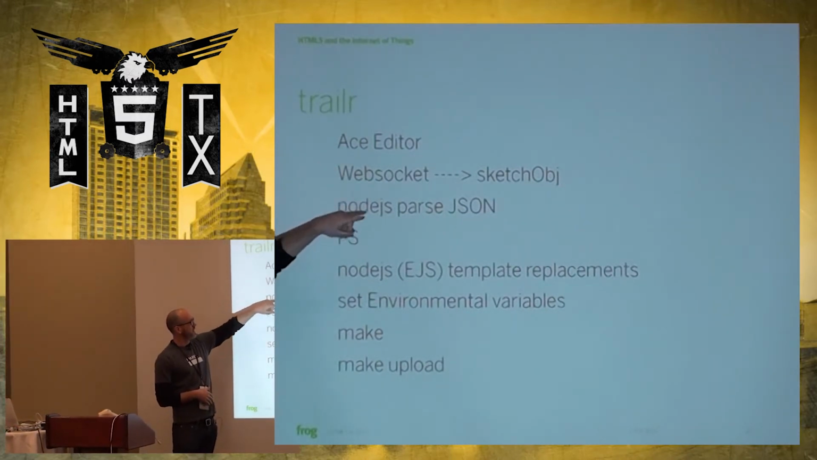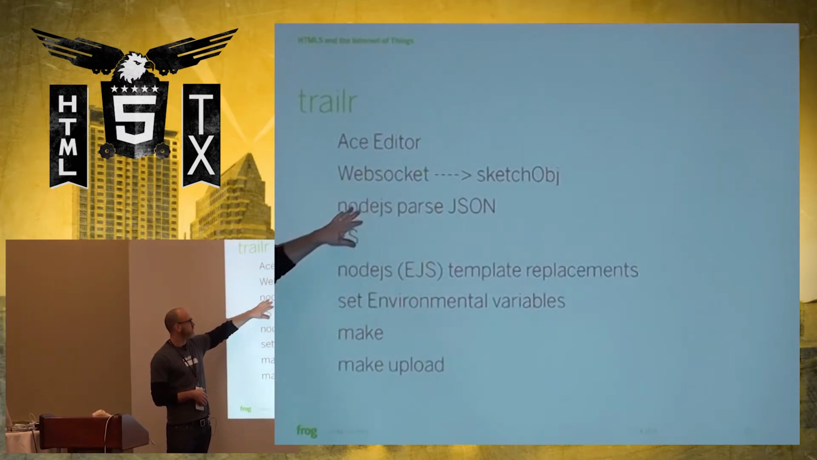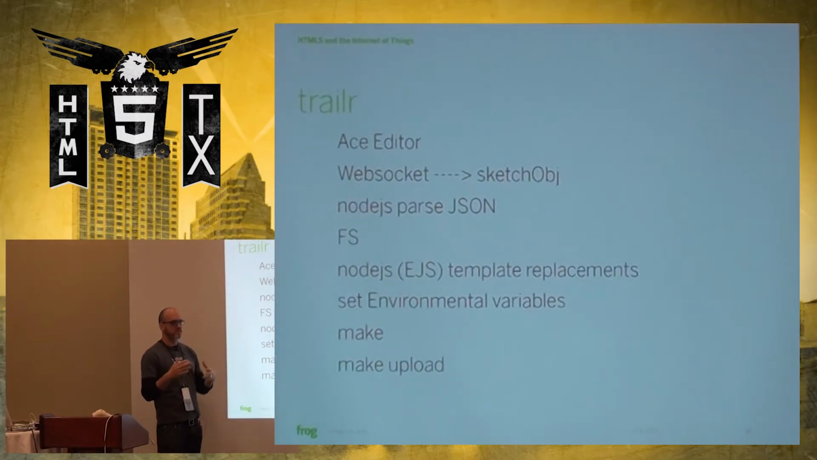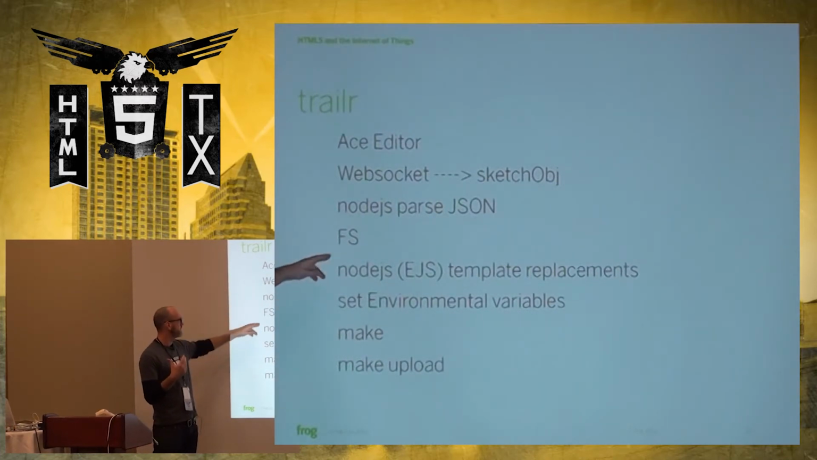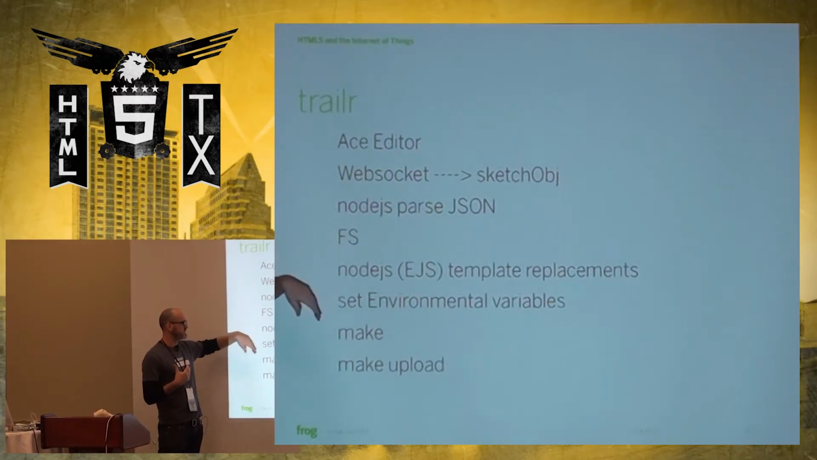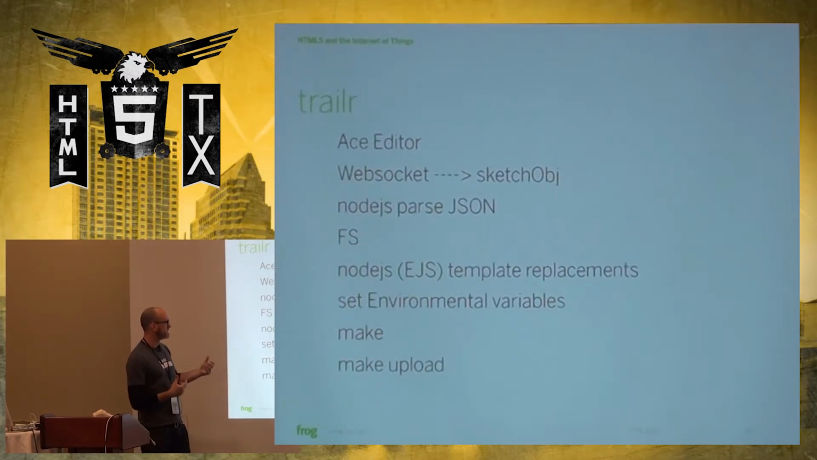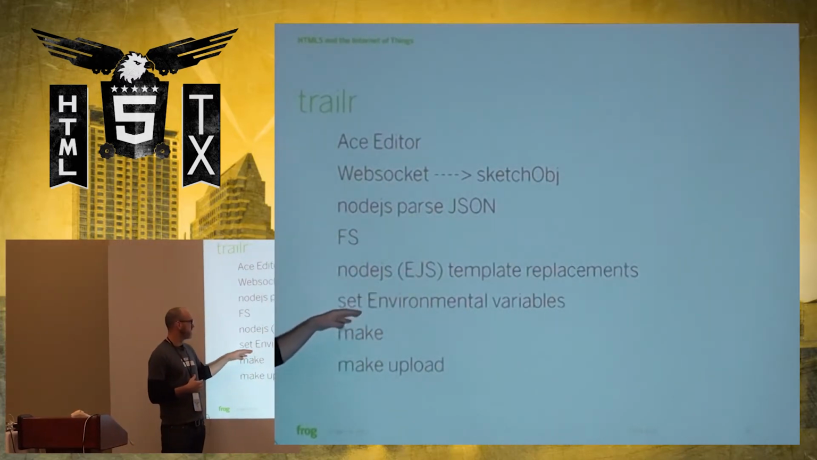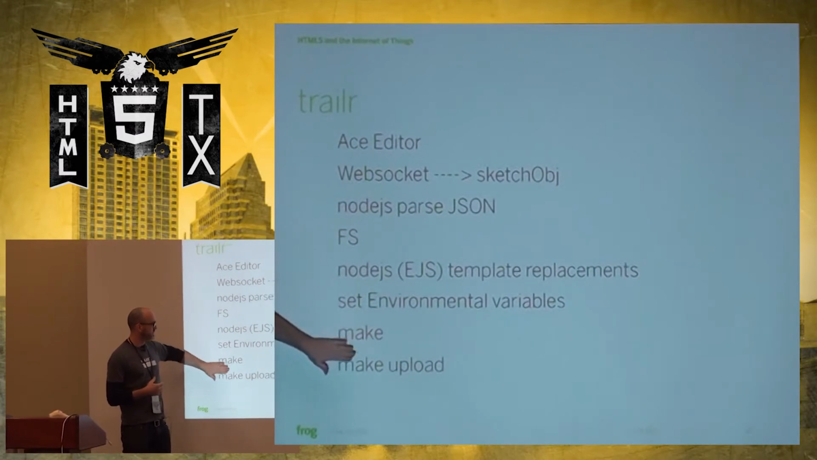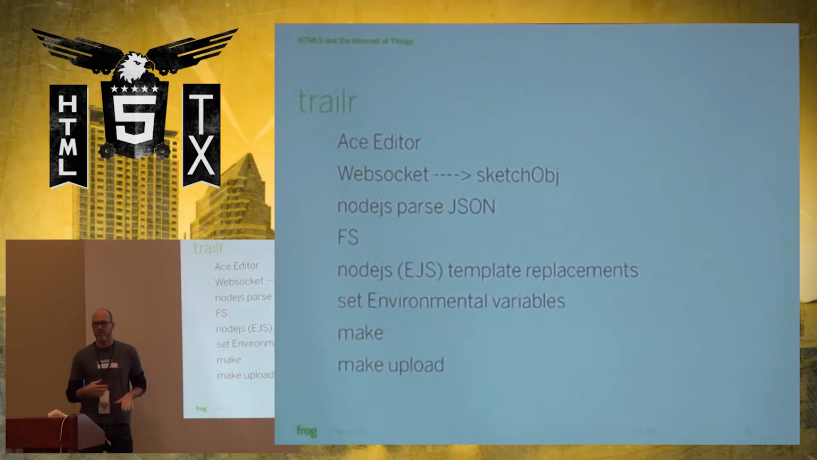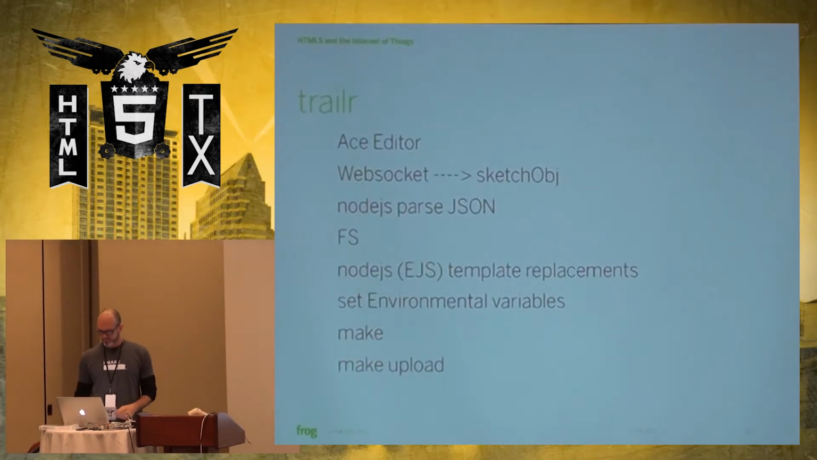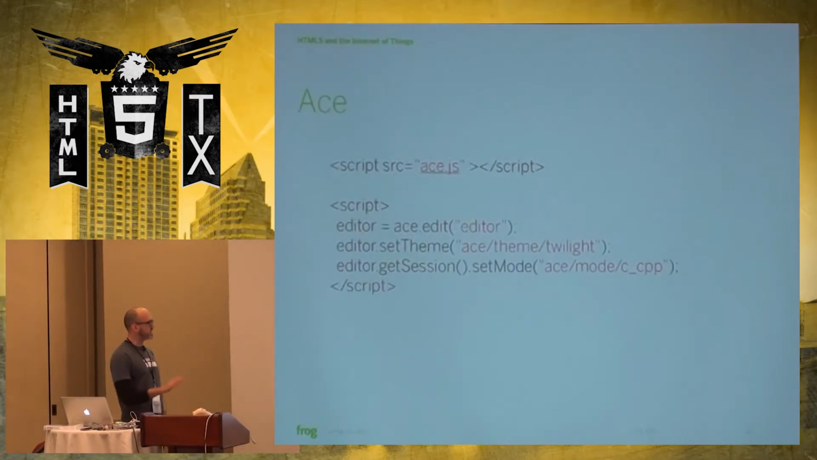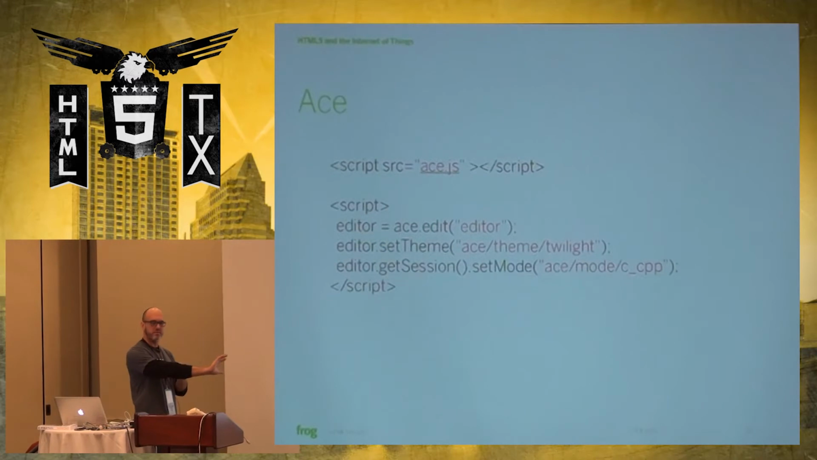I push an object over the WebSockets to a Node app, and then I parse the JSON. It's following some specification. I'll show you that in a second. It's a homegrown spec. I use the file system APIs to then grab a template off the file system, set some environment variables, do a make and a make upload, and that's how I pull off that little demo. So the Ace editor was extremely simple to use.